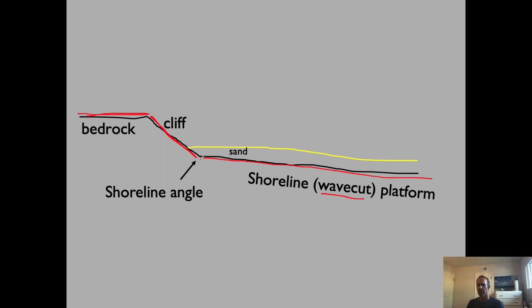But where the cliff meets the shoreline platform, we call this the shoreline angle. This is important because the location of this is dictated by the highest tide that hit this area. So for example, if tides suddenly get higher and the waves get bigger, and sea level rises, what's going to happen is this part of the cliff is going to erode and it'll extend the shoreline platform inland, a new cliff forms, and now your shoreline angle is right here. Okay, so this is sort of telling us the maximum extent of wave action and high tide over a certain amount of time.